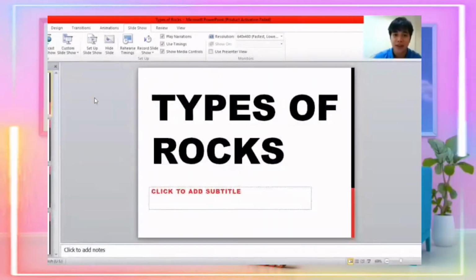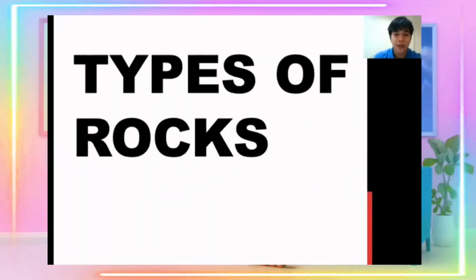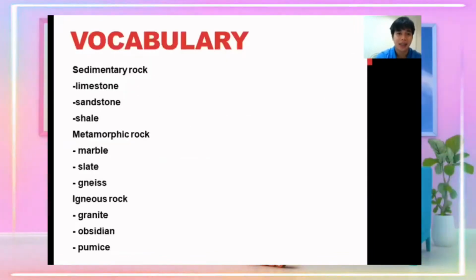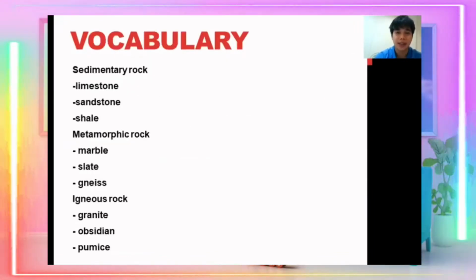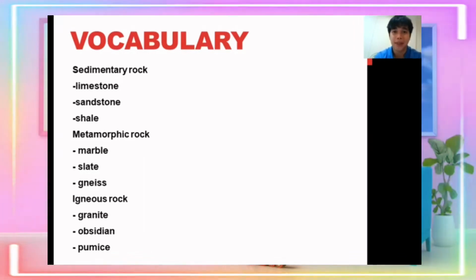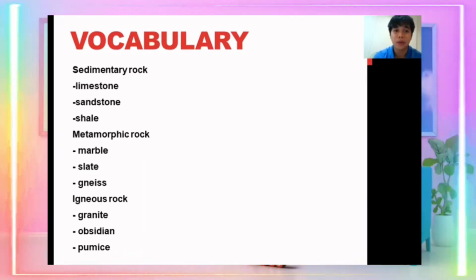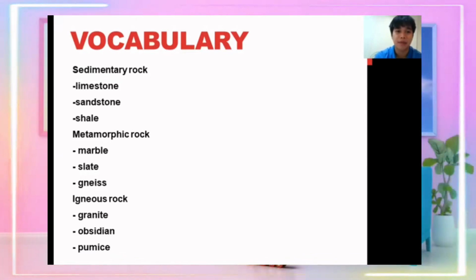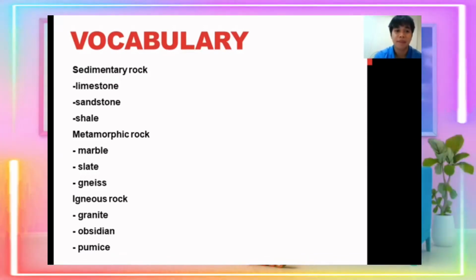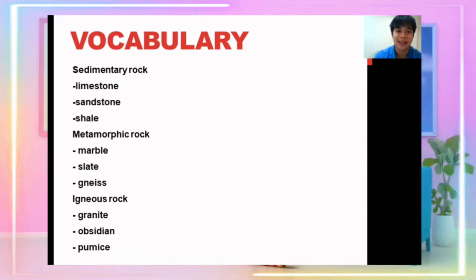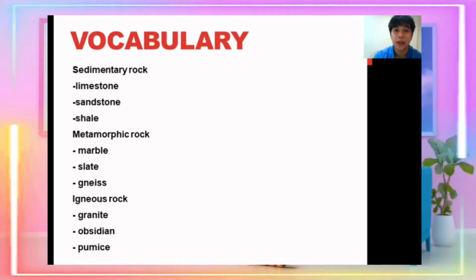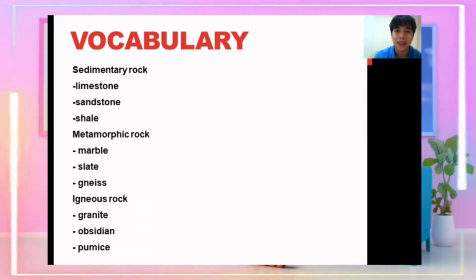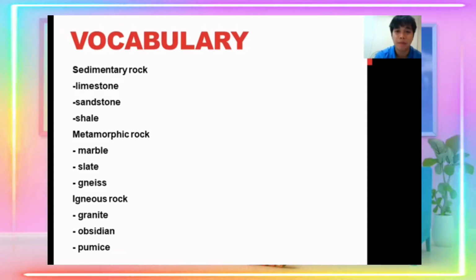Now, vocabulary words. Let's start. We have sedimentary rocks: limestone, sandstone, shale. Metamorphic rock: marble, slate, gneiss. And igneous rock: granite, obsidian, and pumice.